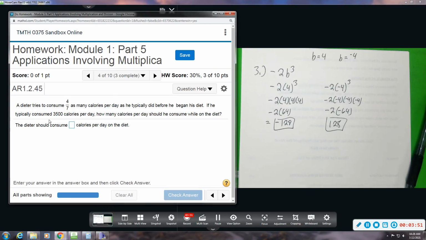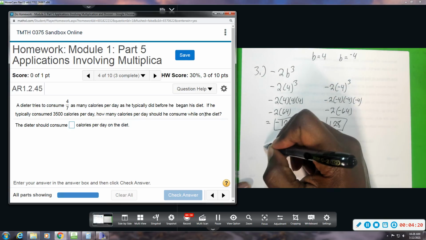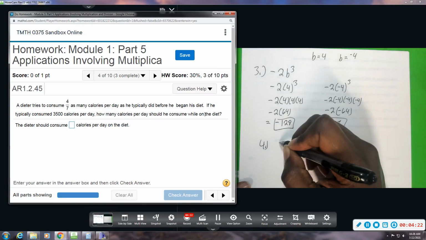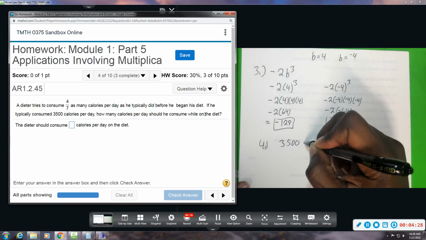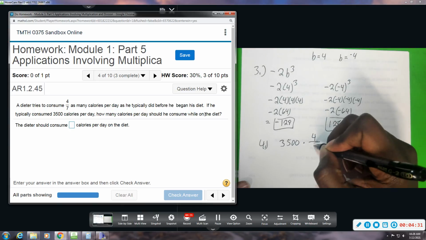All right, application here on number 4. A dieter tries to consume 4/7 as many calories per day as he typically did before he began his diet. If he typically consumed 3,500 calories per day, how many calories per day must he consume while on the diet? Okay, so we're just going to take 4/7 of this number. So here's what's going on. We consume 3,500, and we're going to multiply by 4/7.